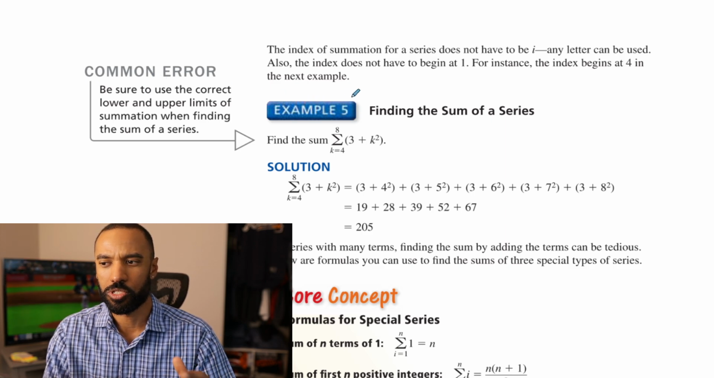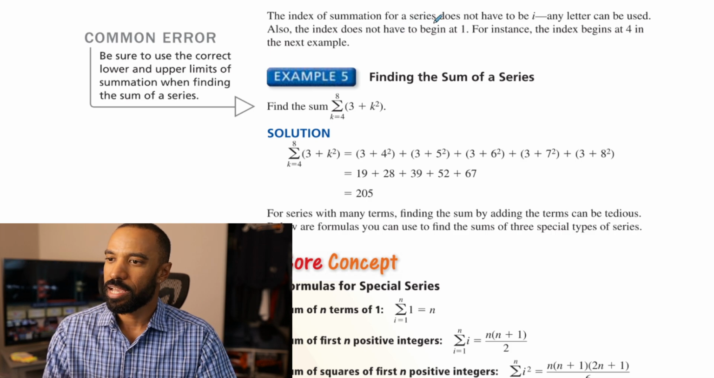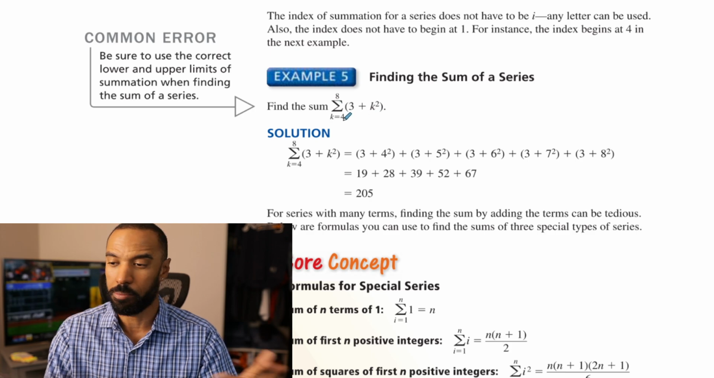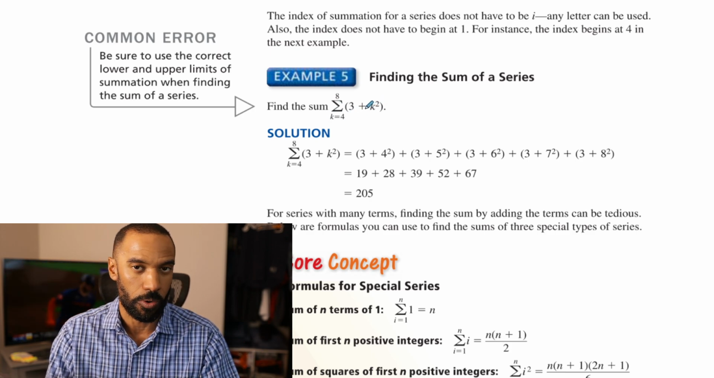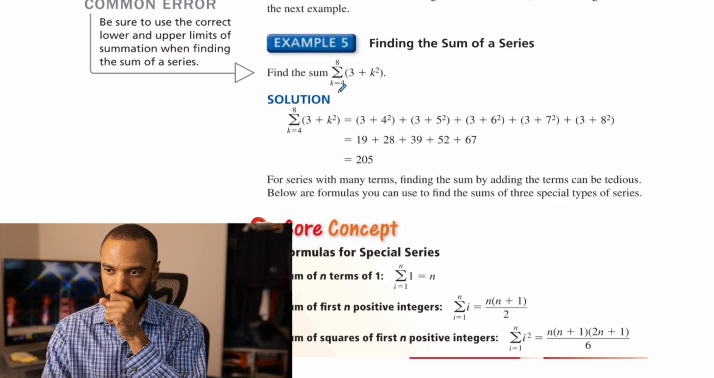And I don't know how far these notes go. I know we still have to talk about series stuff. So the index of summation for a series does not have to be i. Oh, I mentioned that. Any letter can be used. Here's them using k. So I guess they won't always use i. So I'll make sure to do that same thing. They use k. We can use k.